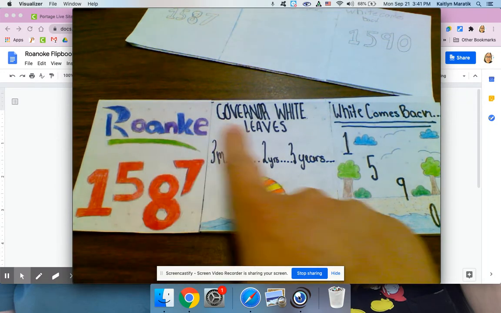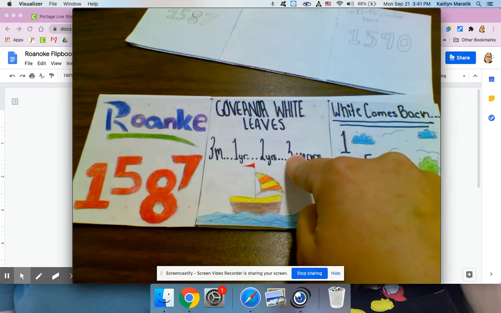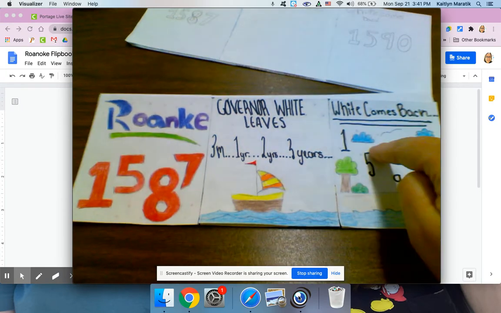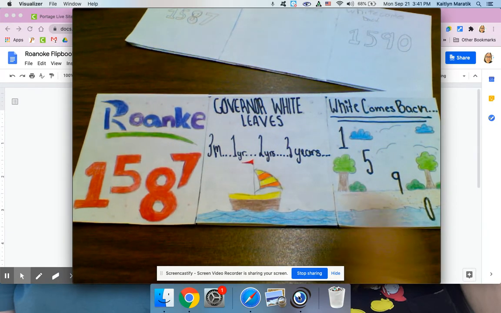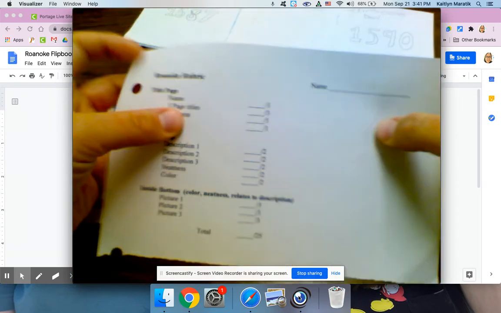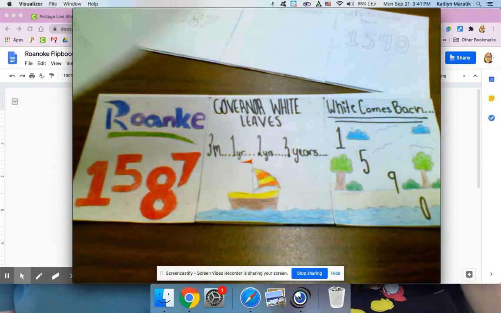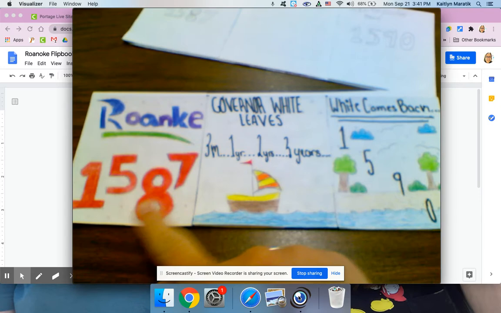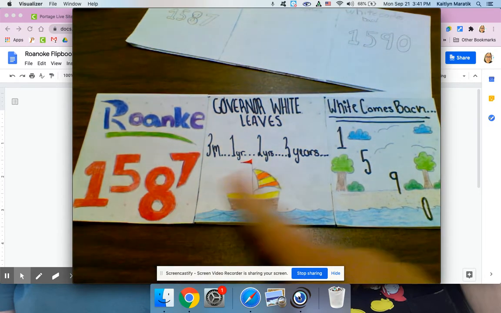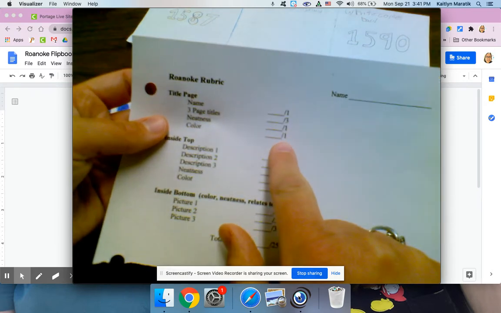So they have the correct flaps. So they've got the Roanoke 1587. They've got the Governor White leaves, 3 years, and then Governor White comes back, 1590. This is good to go as far as they have the 3 title pages. Their name needs to appear, it's not on the front, but it can be on the very back. That's fine. Overall, it's easy to read. It's neat. The colors, the pictures are nice, and then there's colors. So they have all of these points.